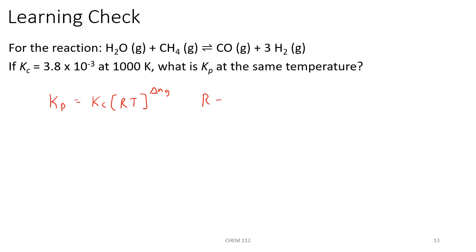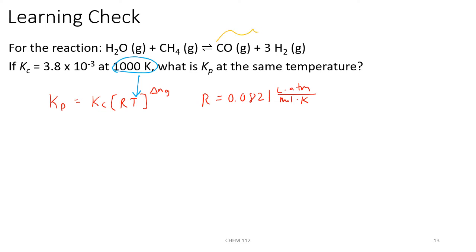R will be equal to 0.0821 liters times atmospheres over moles times Kelvin. Our temperature that we plug in to our T also has to be in units of Kelvin, the absolute temperature scale. So if we look at our reaction, let's determine how many moles we have on our reactant side of gases and how many moles we have on our product side.